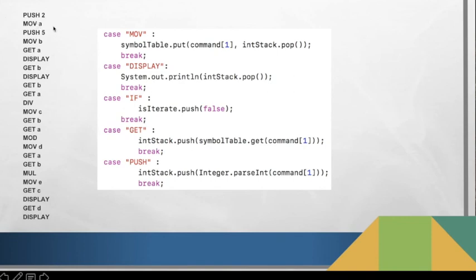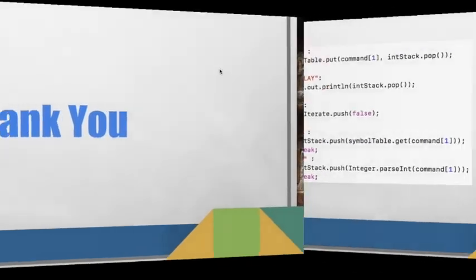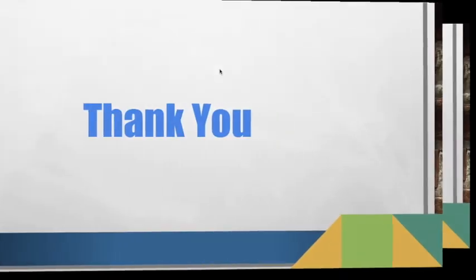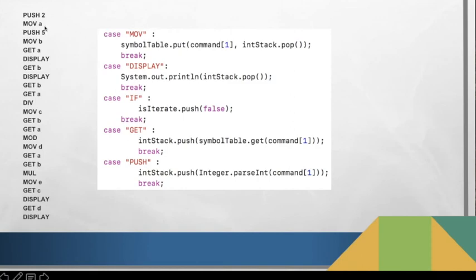After that, move A, the first argument is move obviously, and the second will be A. So command 1 is A, and then instack dot pop means it is transferring that 2 into this variable A. So we can also say that A is equal to 2.